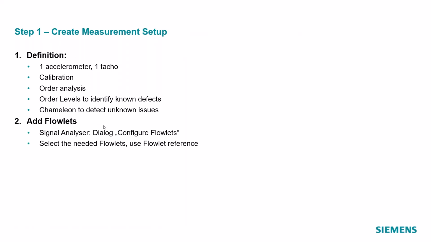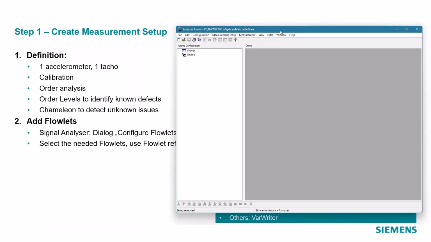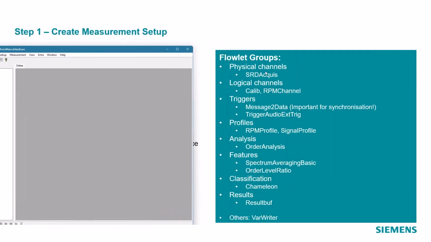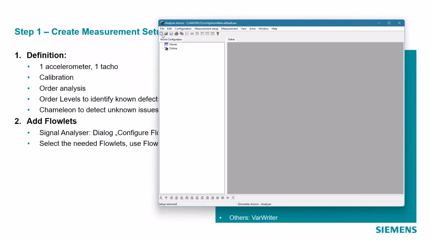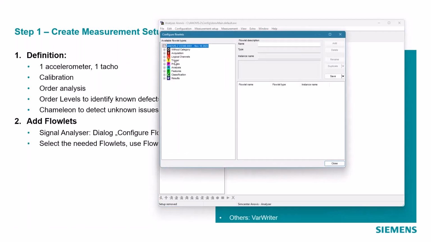to provide this functionality. And therefore, we have a certain library of flowlets, which is divided into so-called flowlet groups. They are called physical channels, logical channels, triggers, profiles, and so on. And that's what I want to show you here. For example, for this example test bench, electric motor, one accelerometer, one laser sensor, I could create a small setup.